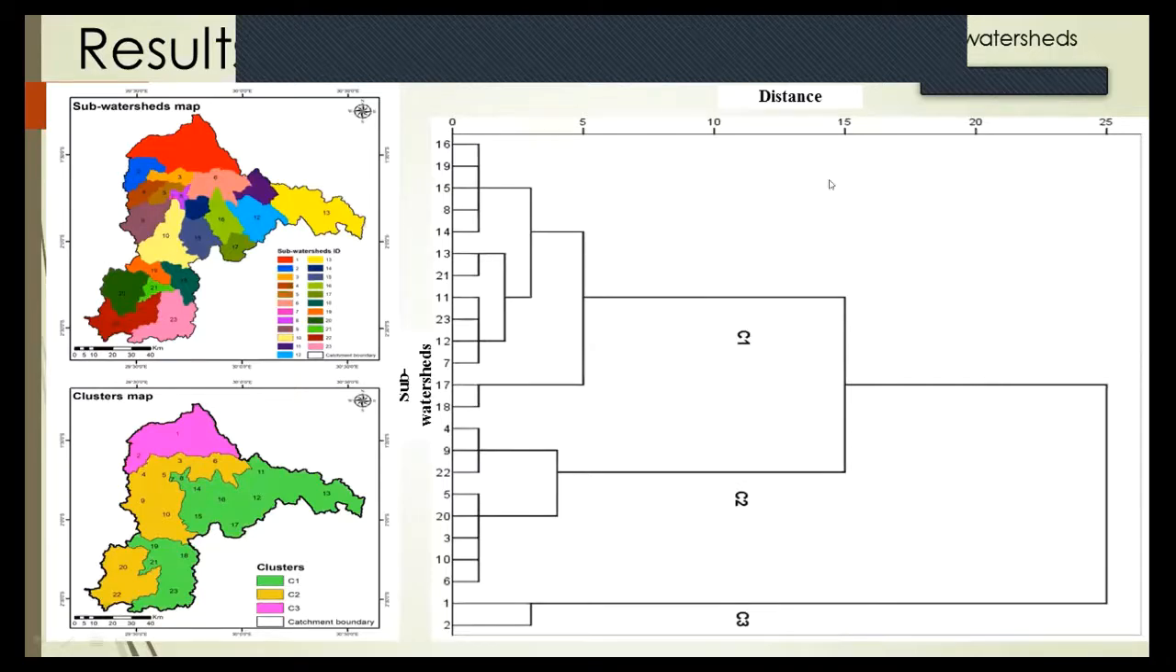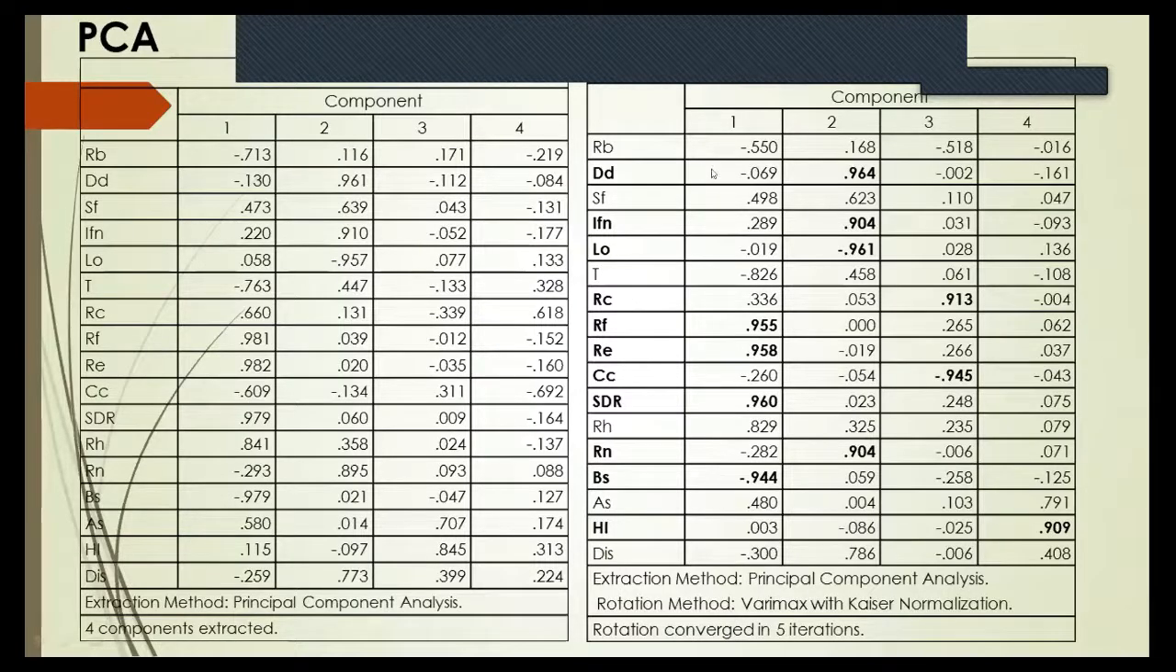Here we performed the principal component analysis to identify those morphometric parameters which were found to be correlated. Out of 17 parameters, only 11 were found to be correlated with a correlation coefficient higher than 0.9. Here you can see them: drainage number, length of overland flow, sinuosity ratio, form factor, elongation ratio, compactness coefficient, sediment delivery ratio, ruggedness number, basin shape.